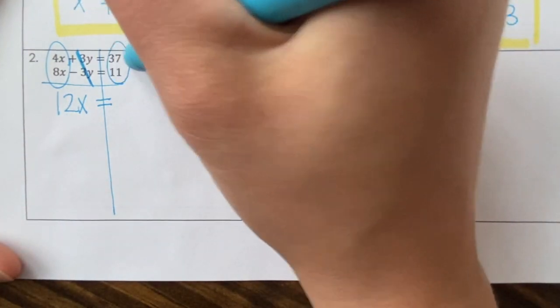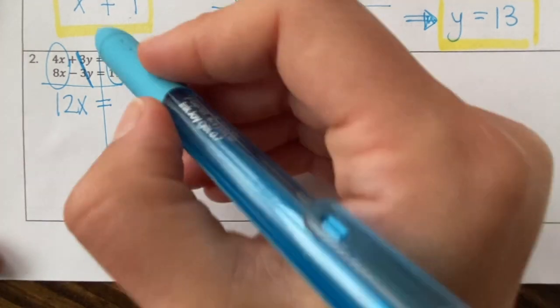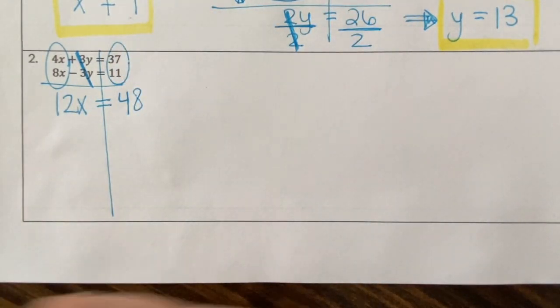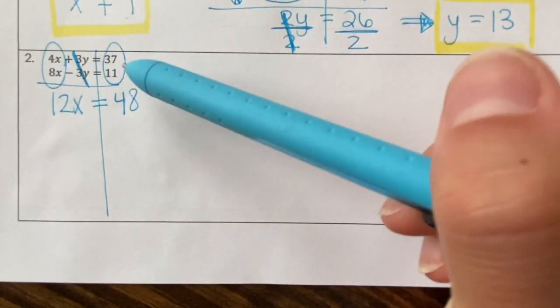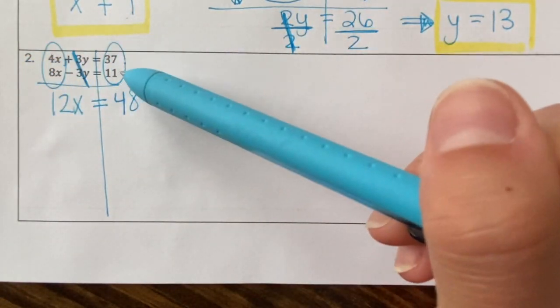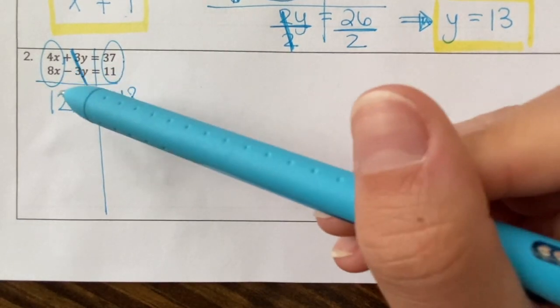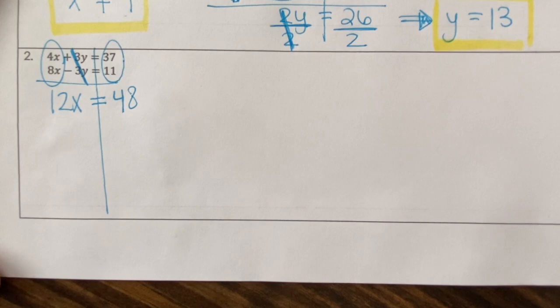Then you're going to add your numbers together. 37 and 11. Let's see, 7 and 1 is 8. 3 and 1 is 4. So now you went from all of this like really long, 2 equations, 2 variables, to now you have 1 equation, 1 variable, 1 step to solve it. So you have 12 times x. So hopefully you're getting good with this part.